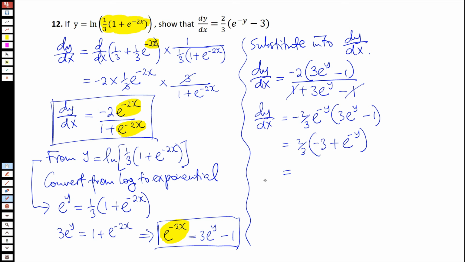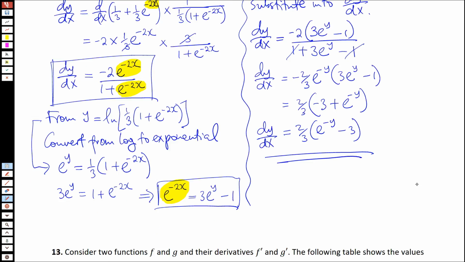So we end up with dy over dx will be equal to 2 over 3 into -3, or we can write it the other way around. This is the same as e to power -y minus 3 as required.